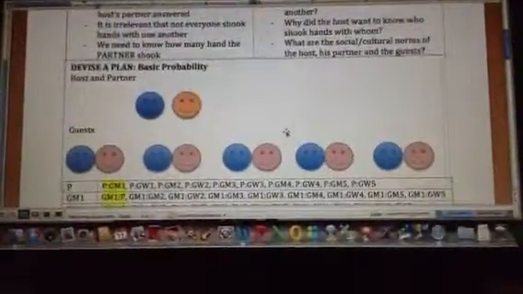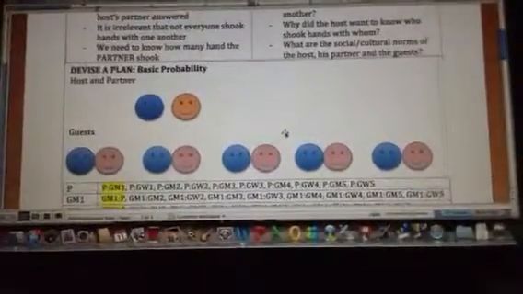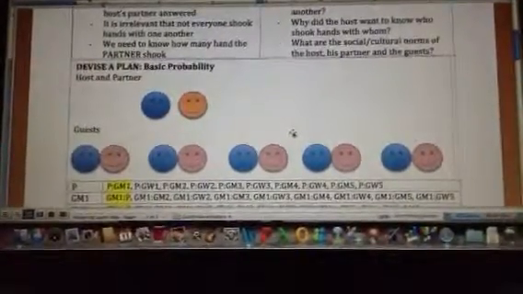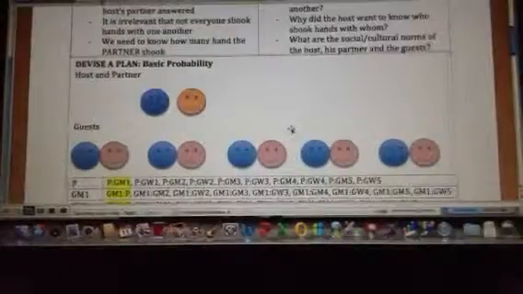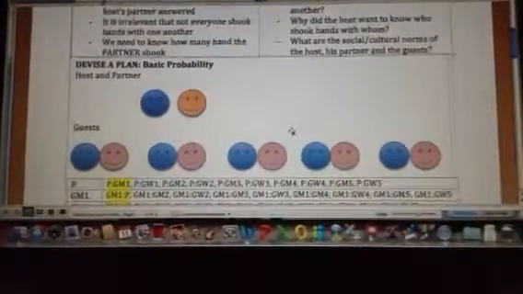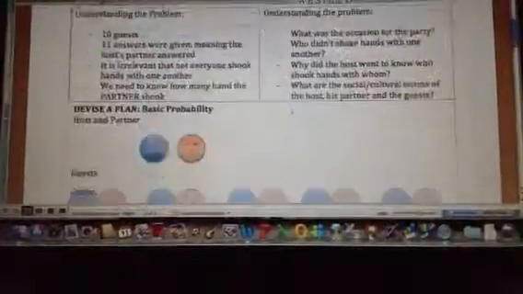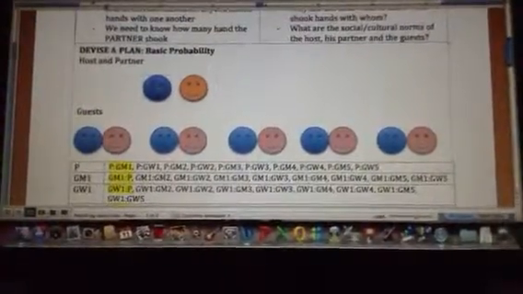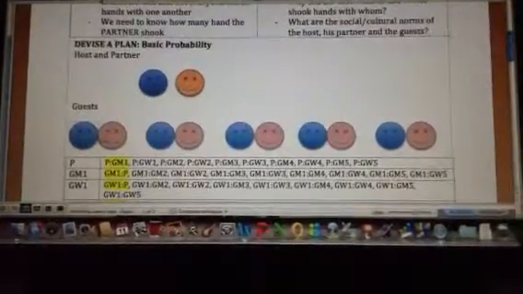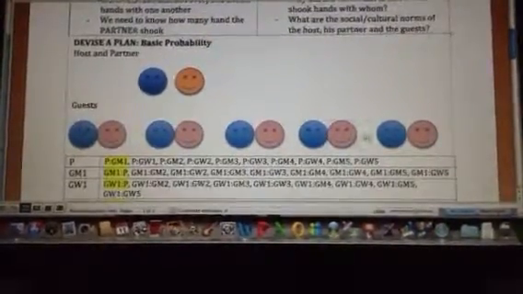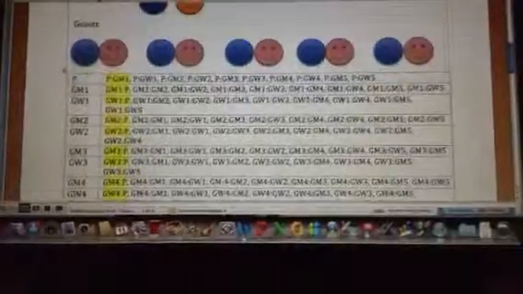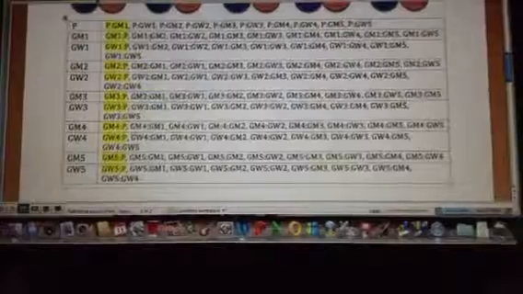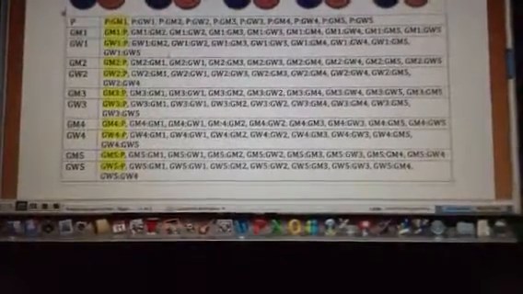So to devise a plan, I used basic probability, not so much in the sense that I have the frequency of events happening, but I can get a good sense, based on the words and the language of the problem, of what could have occurred. So I have the host and his partner here and the 5 sets of guests. I made a chart of each person, and this is assuming that everybody shook hands with everybody.